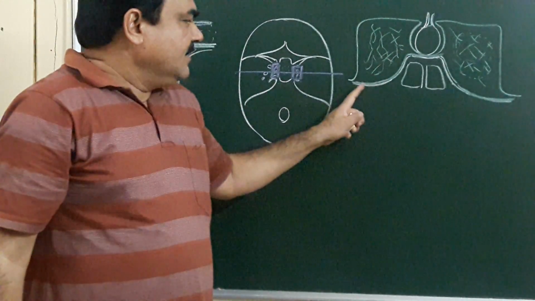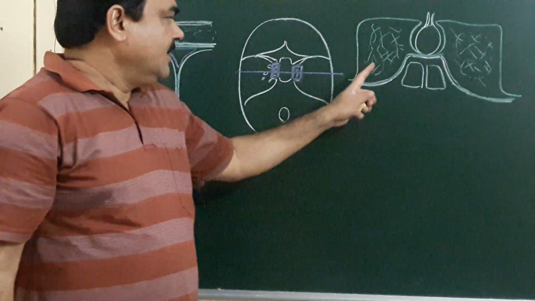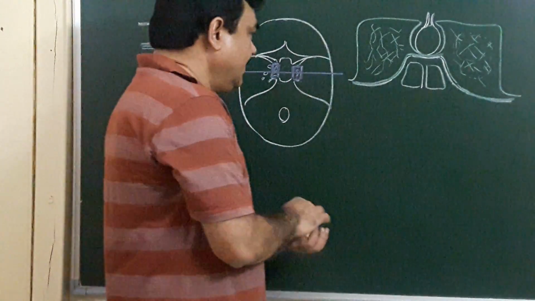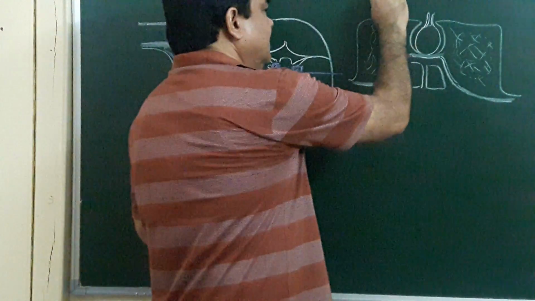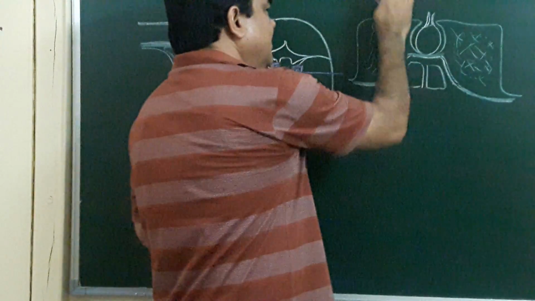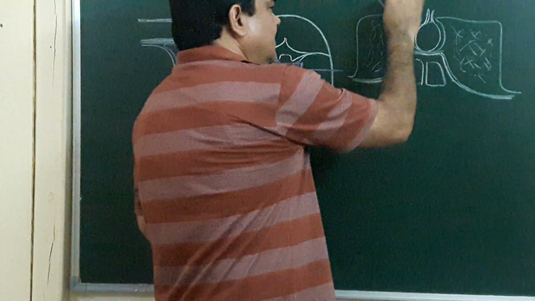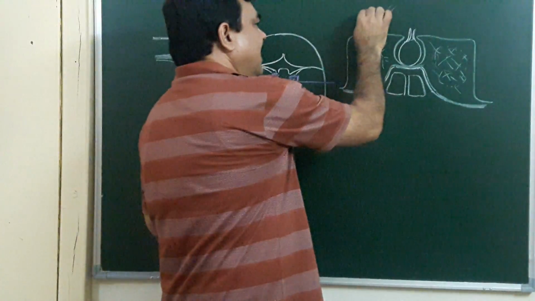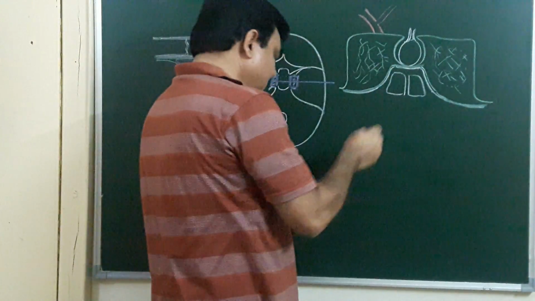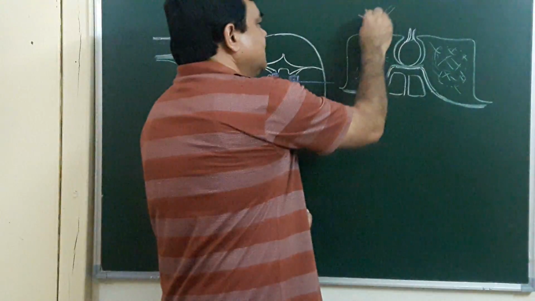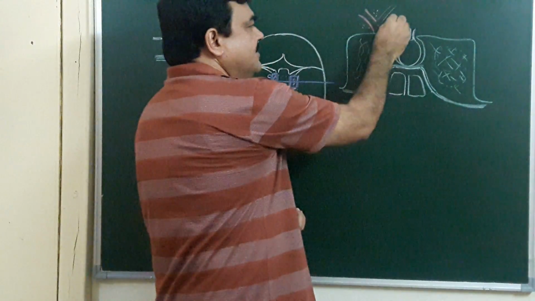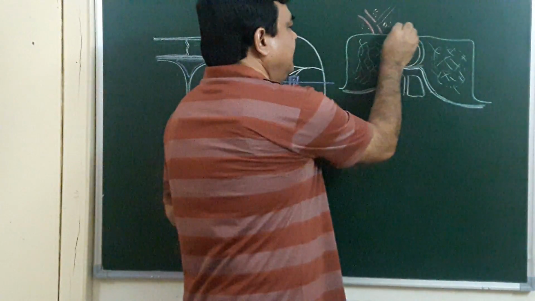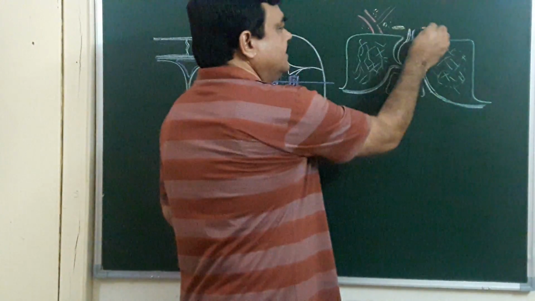If you see the relations of the cavernous sinus, outside the sinus numerous structures are present. Here, this is the internal carotid artery. Here it gives the anterior cerebral artery. This is the middle cerebral artery. And here you will find the anterior perforated substance, and here is the optic tract.